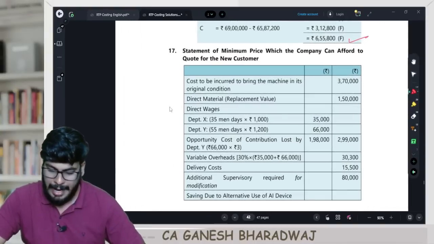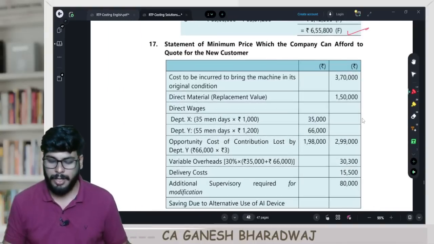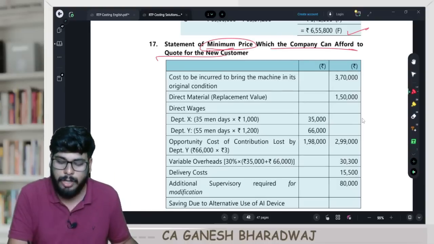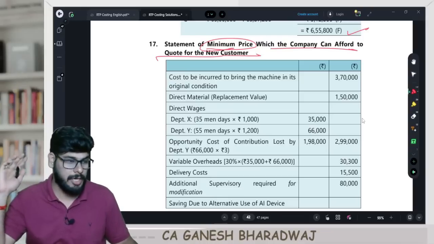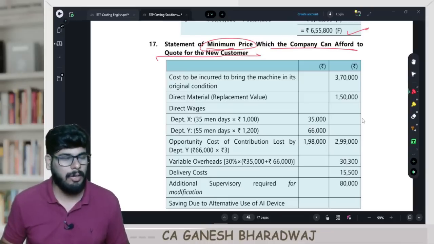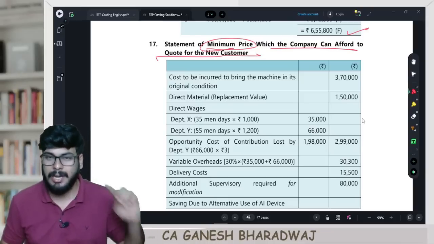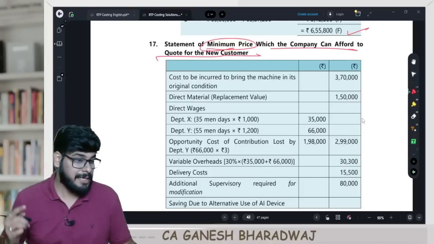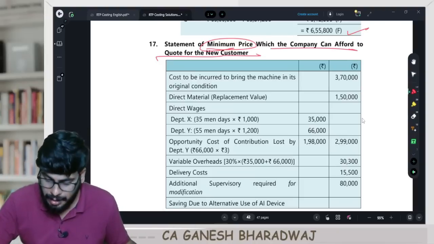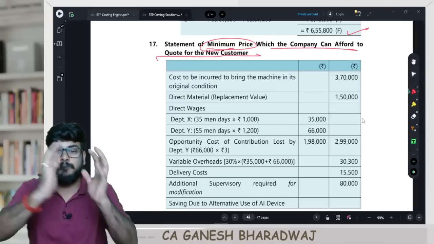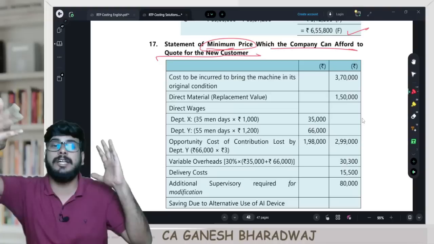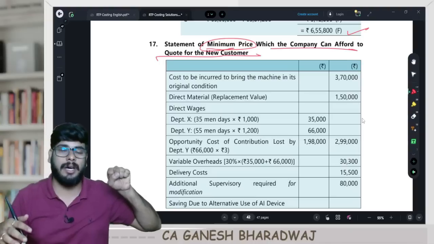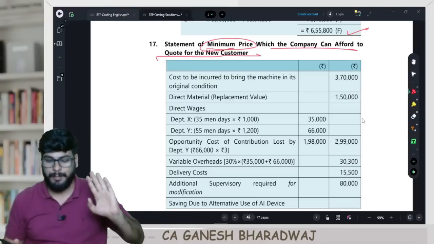Now, what happens? The first thing that you need to do is the statement of minimum price which the company can afford to quote for the new customer. Till now I have incurred 24,80,000. Is it relevant? It's an irrelevant cost, because I have already incurred it. That's about it. Now, what have they said? Cost to be incurred further is 3,70,000. So first I need to bring the machine to the original condition and then do the modifications. What are the modifications? Some extra fittings they are asking, and the AI tool alone I need to remove. They have said no. Correct.